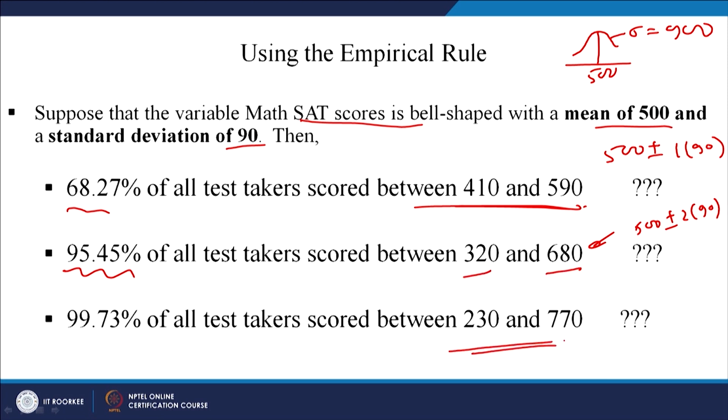Similarly, 500 plus minus 3 sigma, where sigma is 90. So, you can find out how many data points lie within 1 sigma, 2 sigma and 3 sigma limits.